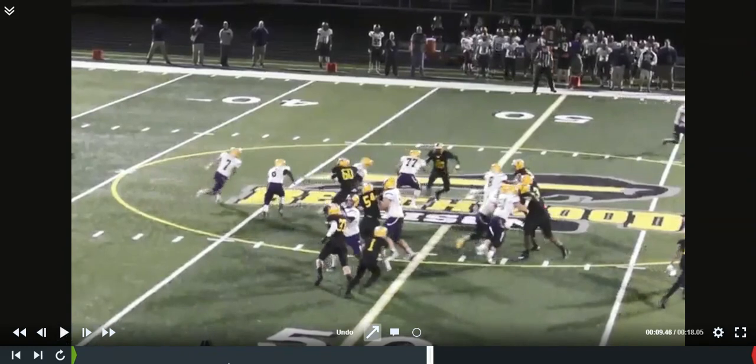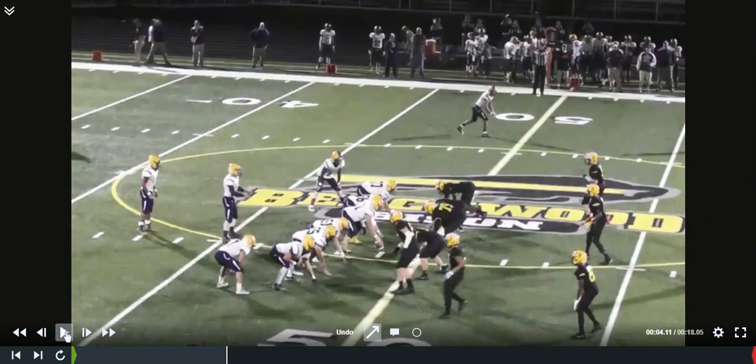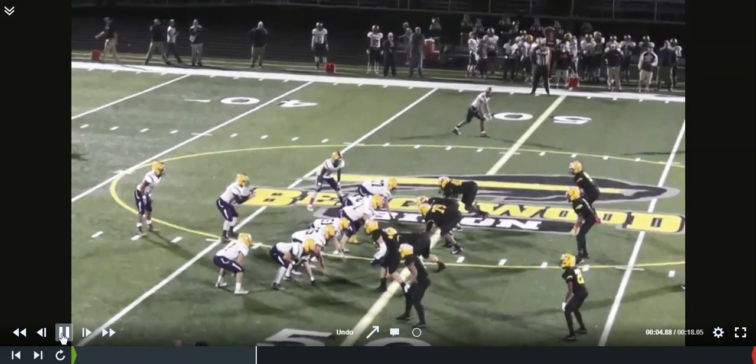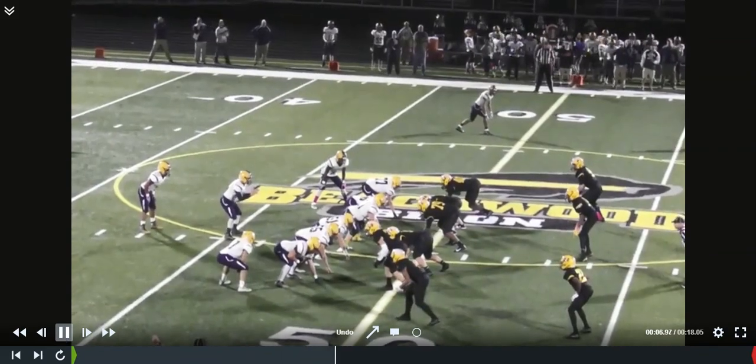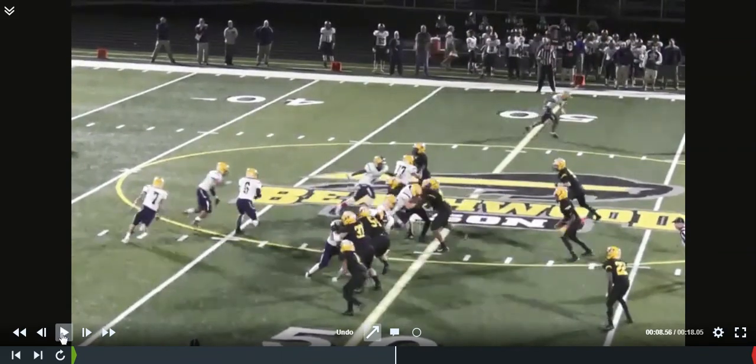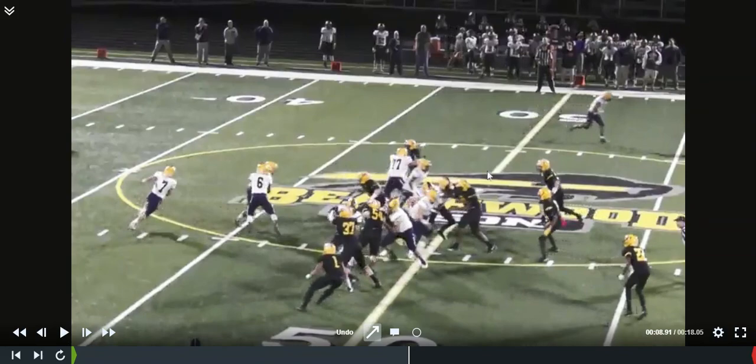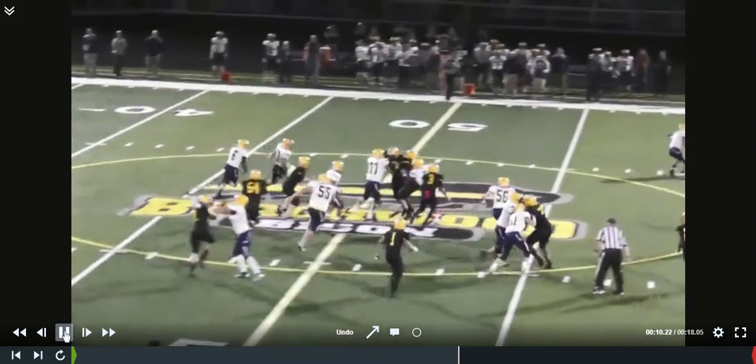So you can see, again, watch this kid. You can see he kind of steps inside. So our quarterback's eyes are on him. This kid starts stepping into the hole, and so he keeps it.